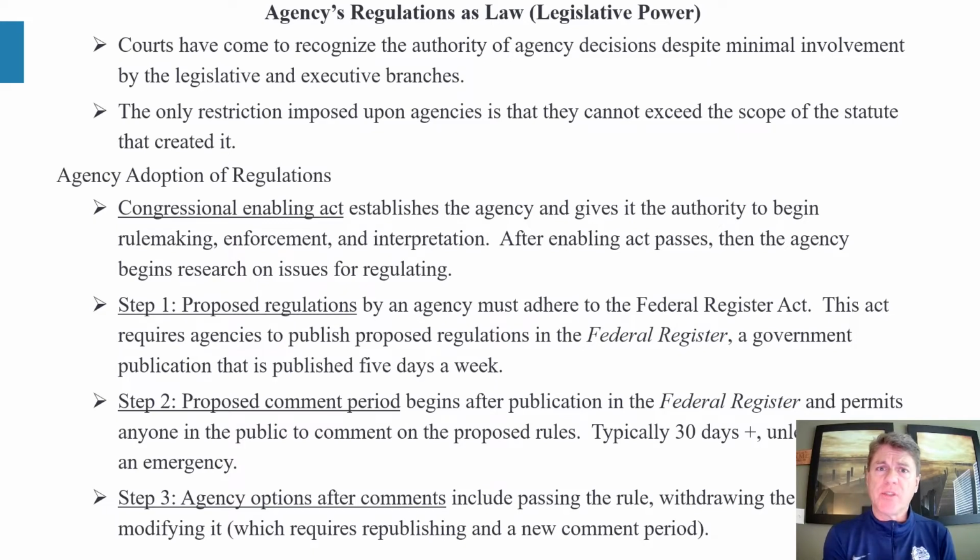But when agencies do this, they're acting as a legislative body in a sense. They're not elected members. Most of the people that work for agencies are bureaucrats. They're employees. But again, they're experts. They're trained in what they do and the universe that they operate in.